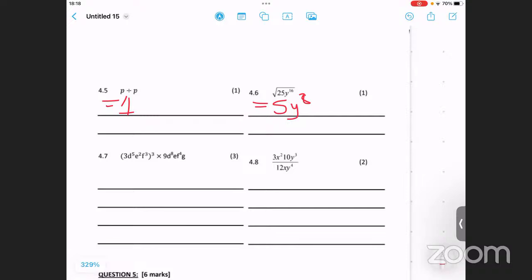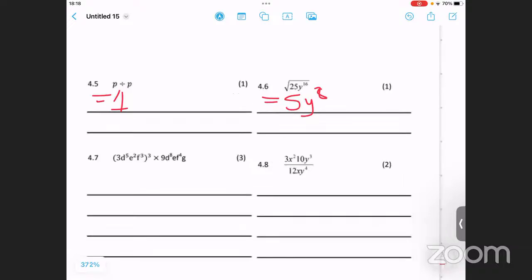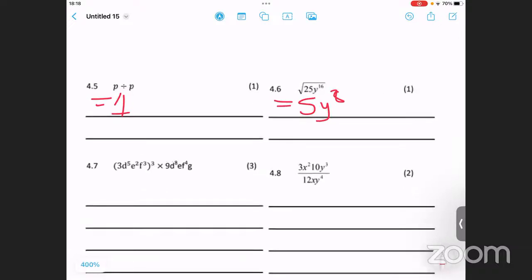Now let's look at 4.7. We're having in brackets 3d to the power of 5, e to the power of 2, f to the power of 3, all to the power of 3, multiplied by 9d to the power of 8, e, f to the power of 4, and g. I'm not sure if Wikano is able to unmute their mic. And what are we gonna end up having, Wikano?